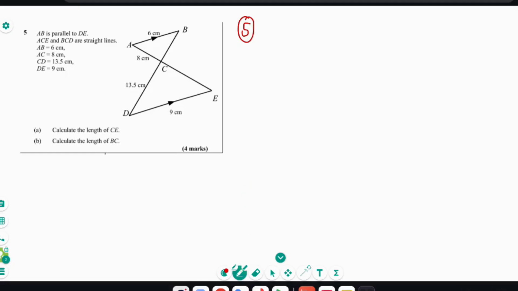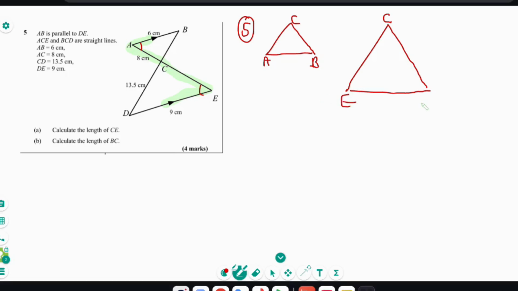Okay, last question here, number 5. Okay, so just be careful here. So BAC is the same as CED. We've got alternate angles, Z angles here. So when I'm drawing out my triangles, I'm going to have C as the top angle. And my ABC triangle here. But A is the same as E. So I'm going to put E over here and D here.